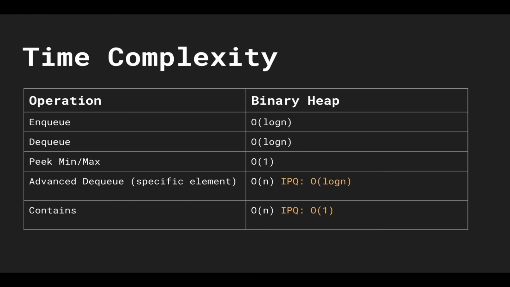In the next data structure that we'll cover, something called an indexed priority queue, which is a modification of the priority queue / binary heap data structure, this gives us logarithmic advanced dequeuing, which is like removing a specific element, and a constant time operation to check whether something is contained within the heap.